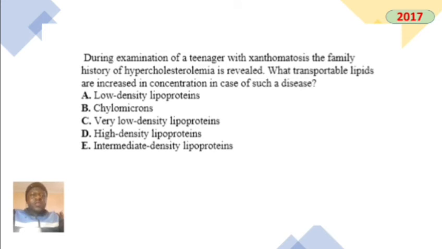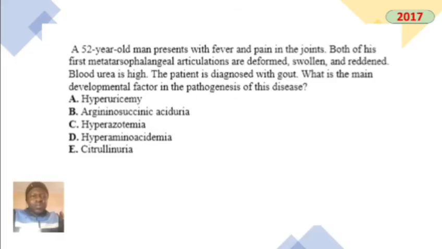During examination of a teenager with xanthomatosis, the family history shows hypercholesterolemia, bad cholesterol. What transportable lipids are increased in concentration in case of such a disease? Bad cholesterol, low density lipoprotein. LDL. A 52-year-old man presents with fever and pain in the joints.